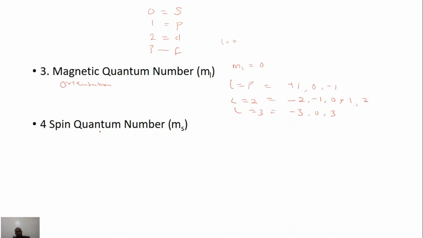The spin quantum number gives us the orientation of the spinning of an electron, and the value can be either plus 1 over 2 or minus 1 over 2, depending on whether the electron is spinning up, in which case it is plus 1 over 2, or spinning down, in which case it is minus 1 over 2.